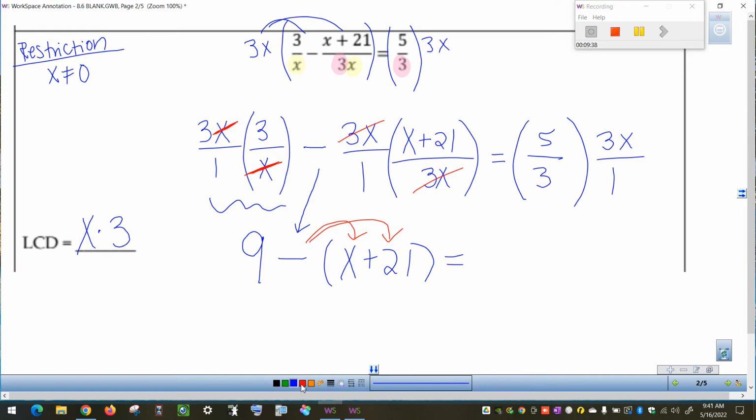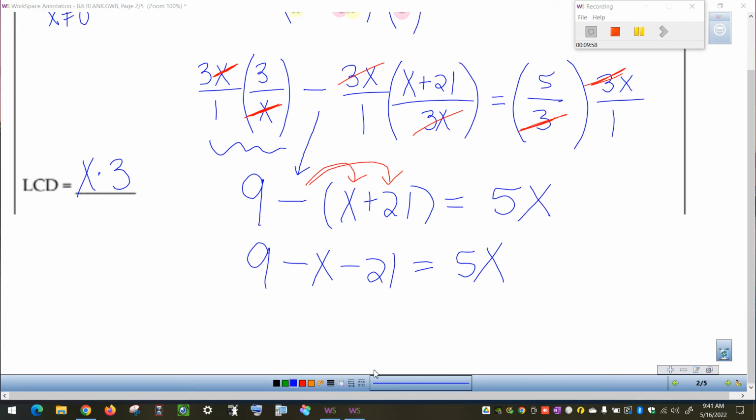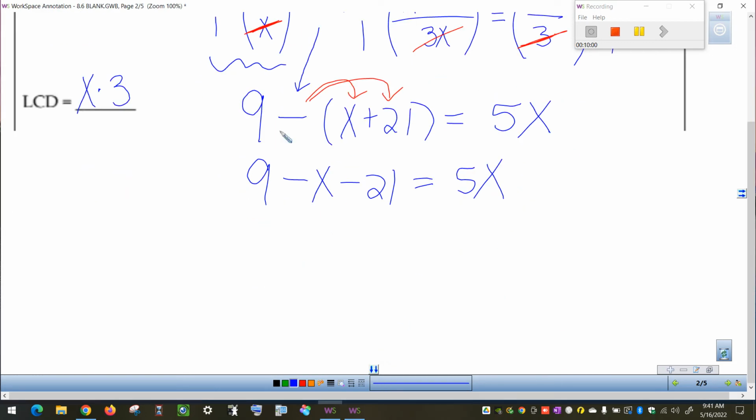We're not just subtracting the x, we're also going to be subtracting 21. And then let's see what's happening here on the other side. It looks like it's just the 3's that will cancel on the top and bottom, so that's going to leave us with 5 being multiplied by x, so we still have 5x on the other side. All right, I'm going to go ahead and distribute that subtraction sign. At this point, we have just a much simpler equation here that we can solve how we normally would.